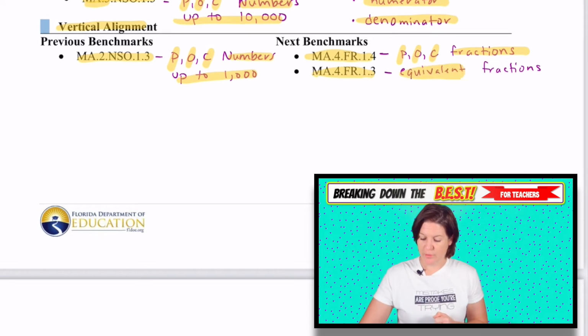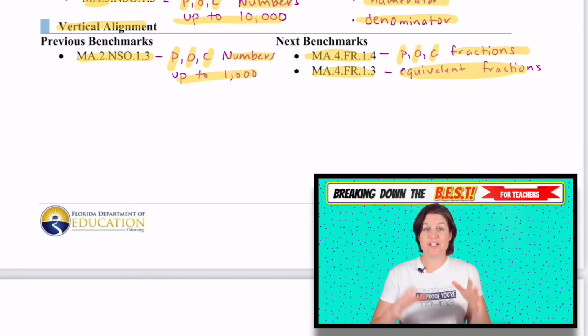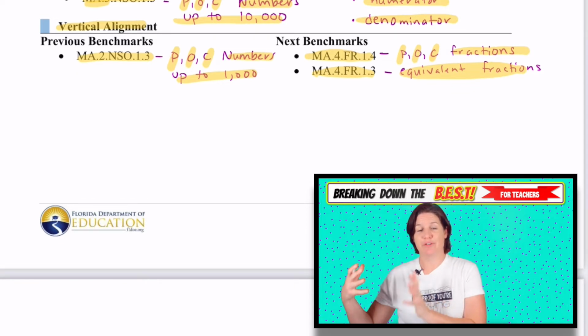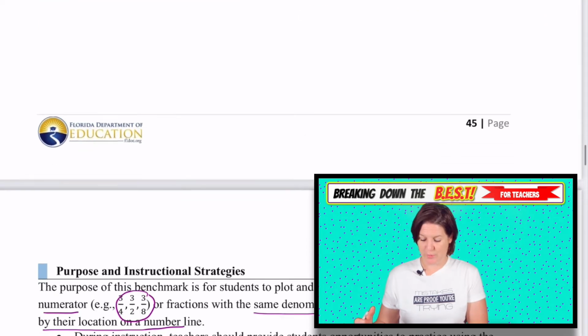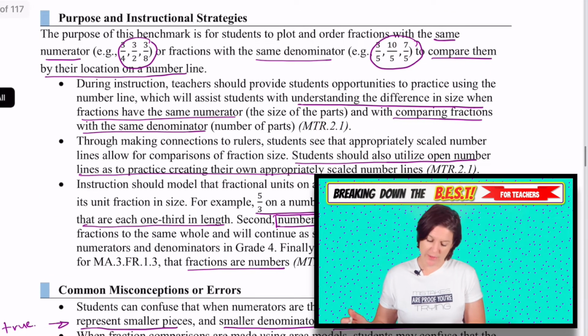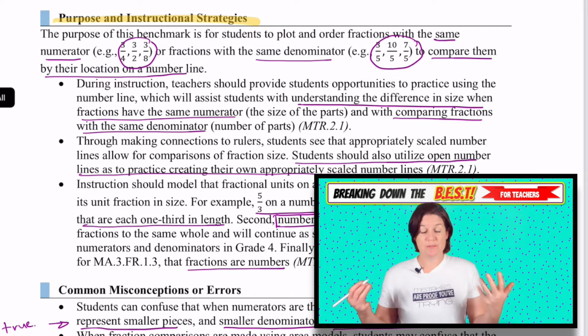Also, there is the equivalent fraction standard in fourth grade too. So everything you're doing this year is really going to help them for next year too, okay? And in the future. Purpose and instructional strategies section. Let's go ahead and go over what jumped out at me.